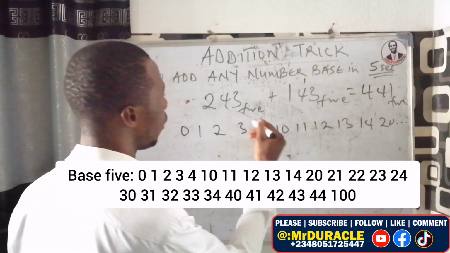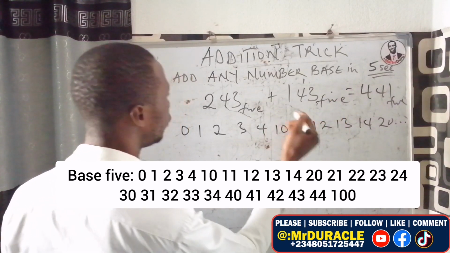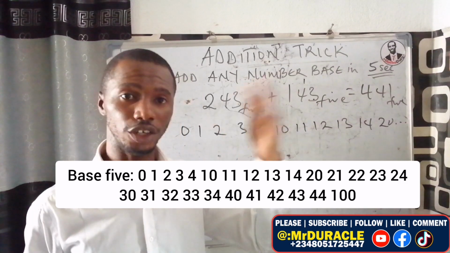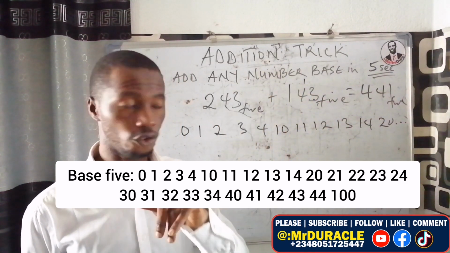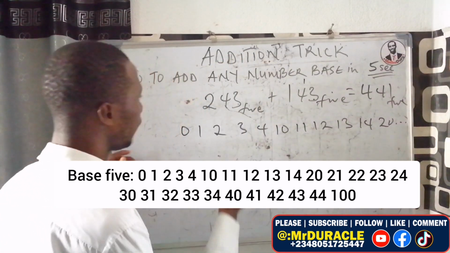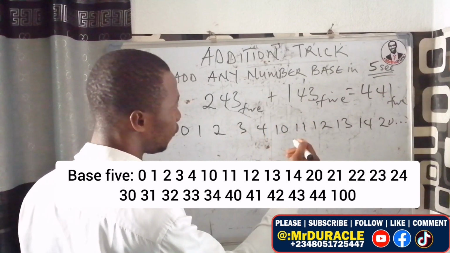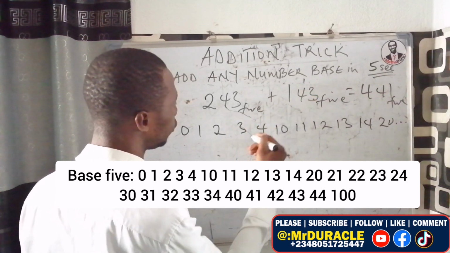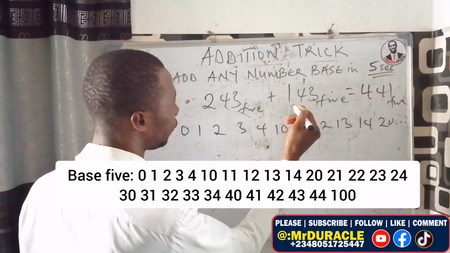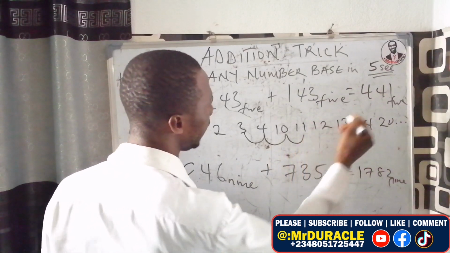Now, if I want to add this, I have 2, 4, 3 and 1, 4, 3. All I need to do is 3 plus 3. Now, remember your number line. Going forward is addition. Going backward is subtraction. So from 3, I have to count 3 forward. Wherever I stop is the answer. So 3 plus 3 is 1, 2, 3.